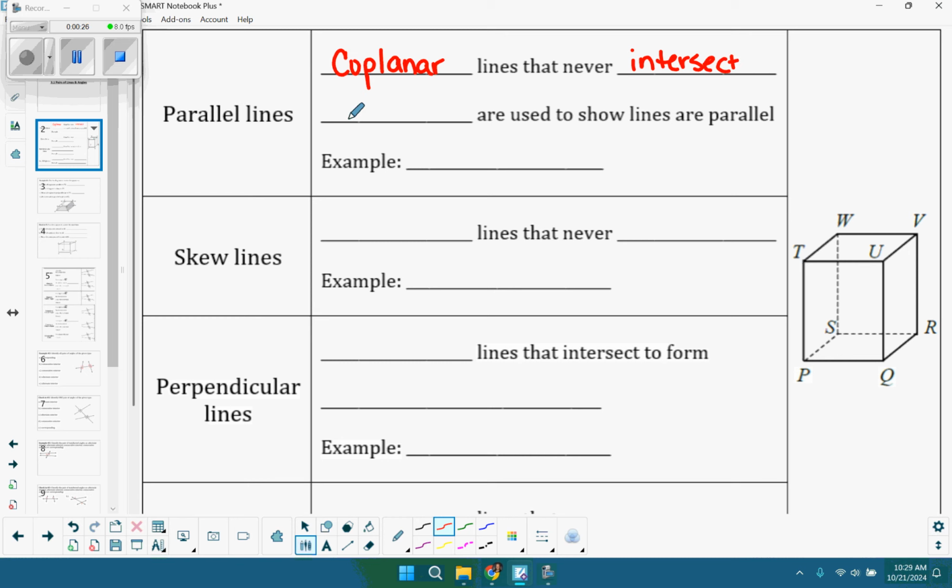We're going to use arrows or triangles to show that lines are parallel. So if I wanted to say that line WV is parallel to line TU, they may show us by putting little triangles on the lines like that. And they're going to use a symbol for parallel, so like WV is parallel to TU. We use a little set of parallel lines to show parallel.